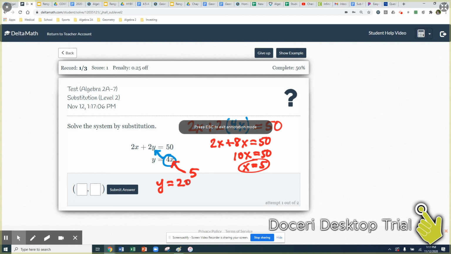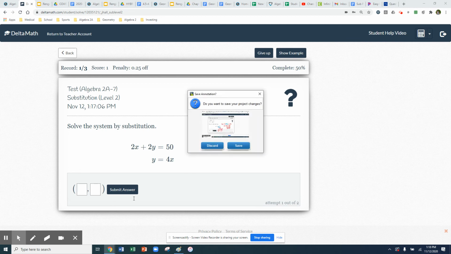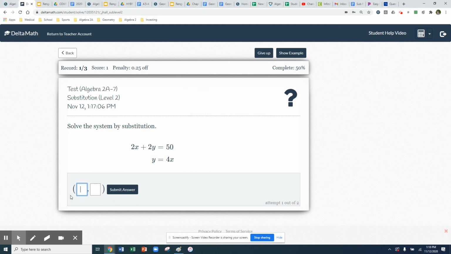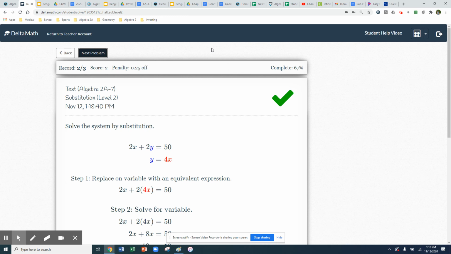So there would be my two solutions. Y is equal to 20. X is going to equal 5. So I'll close that out. X is 5. Y is 20. So there should be my two solutions.